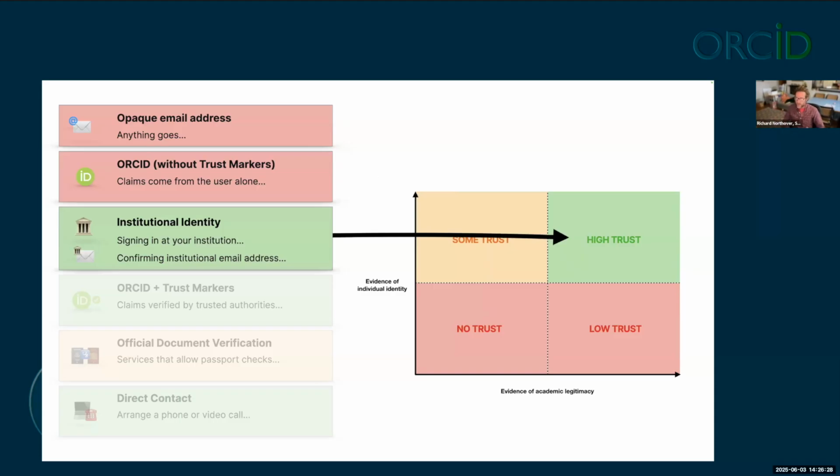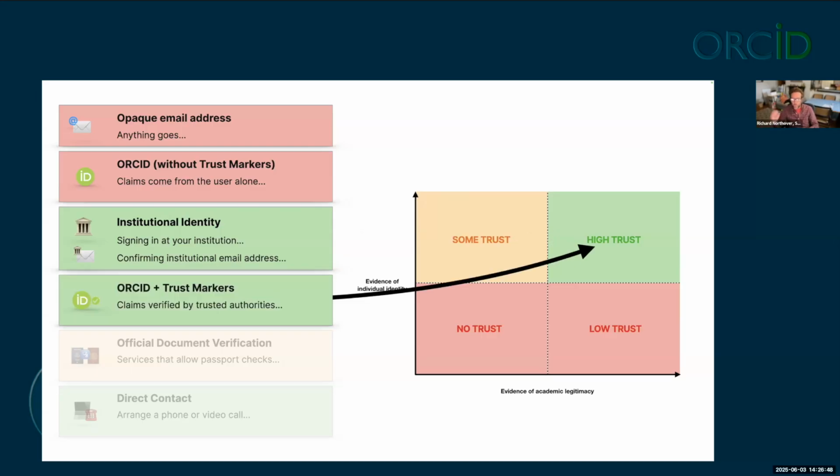Institutional identity via federated identity infrastructure or email confirmation gives us more trust. And I guess I'm simplifying here, but it gives us evidence of who they are and also that they have an affiliation, which is information about their academic credibility. ORCID with trust markers, which are the claims made in your ORCID record that are verified by external trusted organizations rather than just you, are even better.